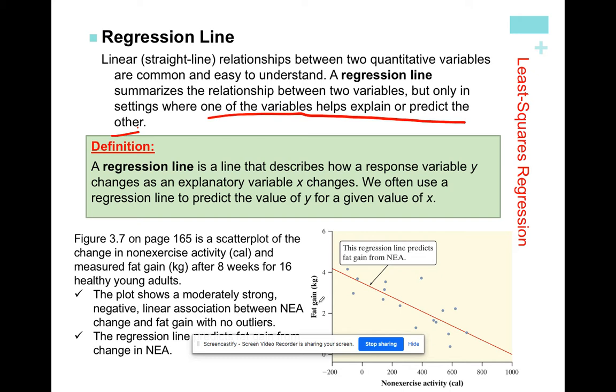And then if we had the equation for this regression line, we could make predictions for essentially any value of non-exercise activity. We could plug it in for X and then find a predicted value for fat gain. So here's just an example without the equation, just using the graph and estimating. If you have about 800 non-exercise activity calories, tracing that up to the line and then back over to the y-axis, you can predict what that fat gain would be.